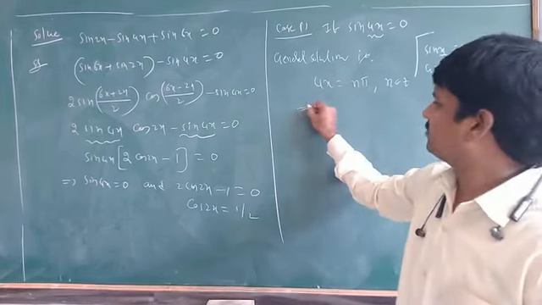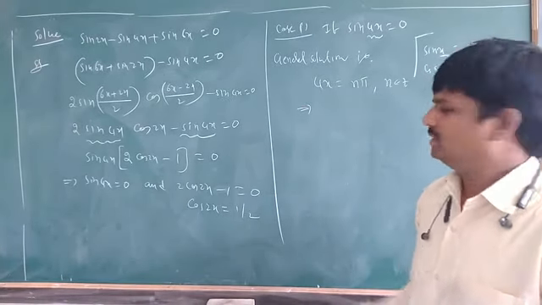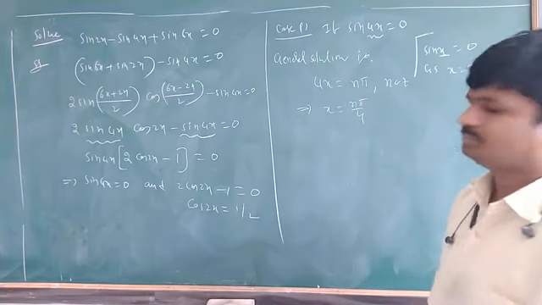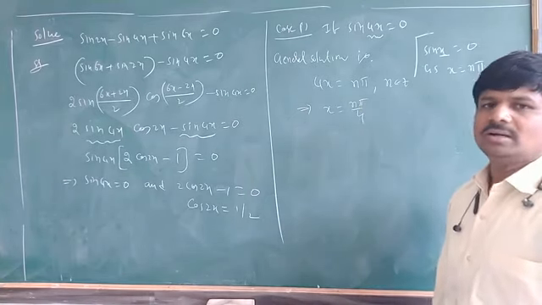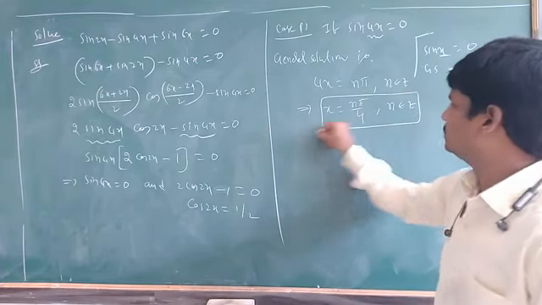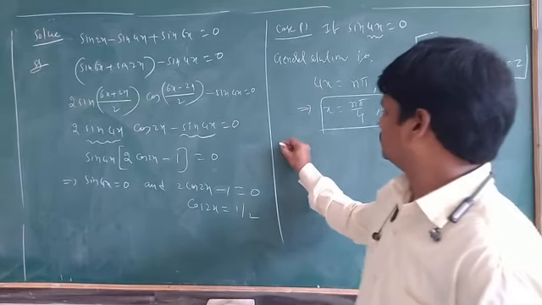So we actually have to find the x values only. What is the x value here? x is equal to n pi by 4, where n belongs to Z. So it is the general solution for this equation. Clear? Next, case 2.